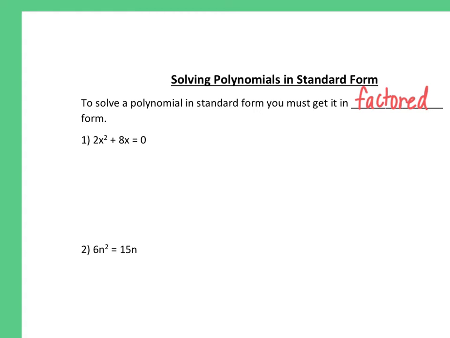Okay, so looking at this first one, 2x squared plus 8x equals 0. Okay, GCF. Let's start with the coefficients. 2 and 8. 2, right? They both will have a 2 go into them. Okay, what about x squared and x? What will go into both of those? X. So 2x is my GCF.